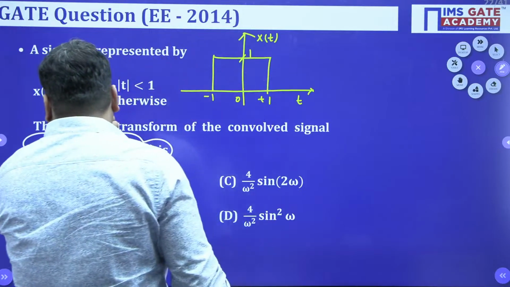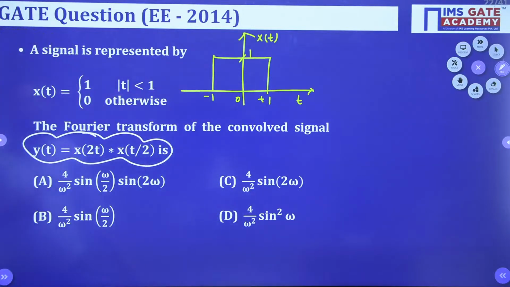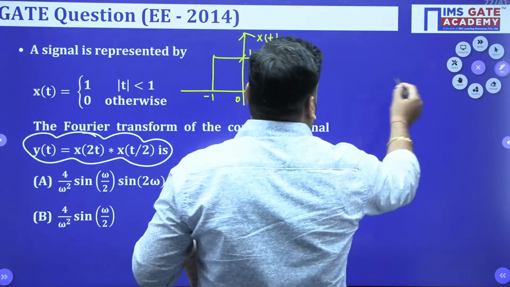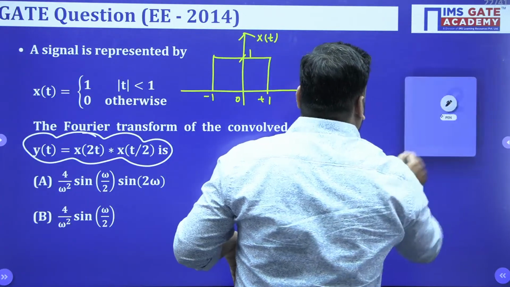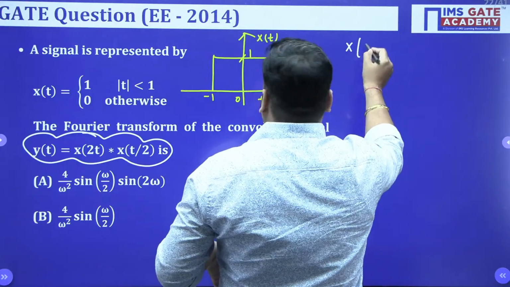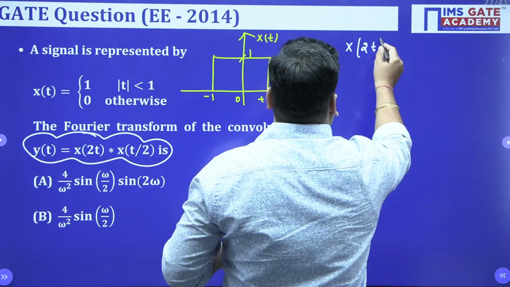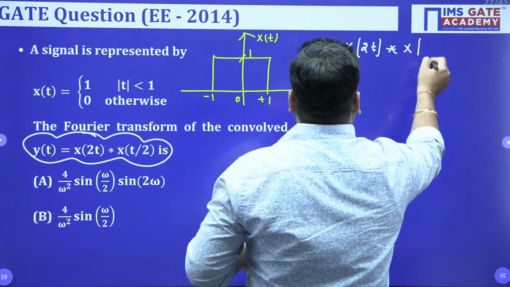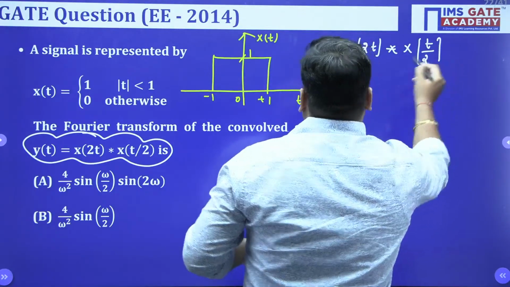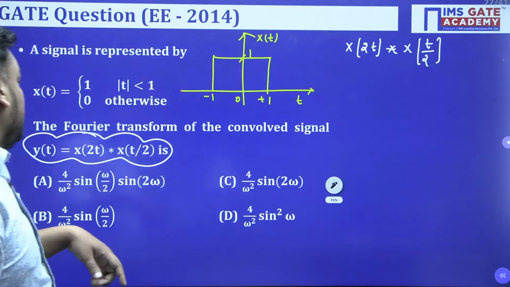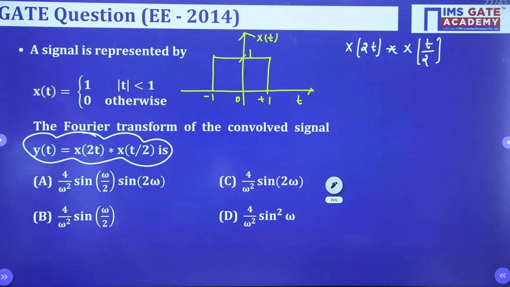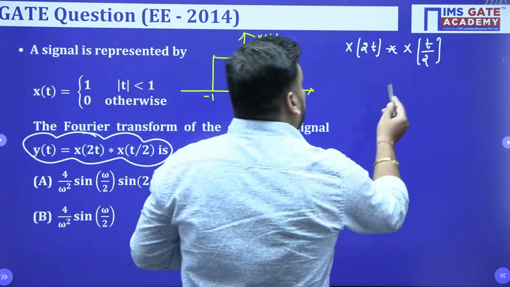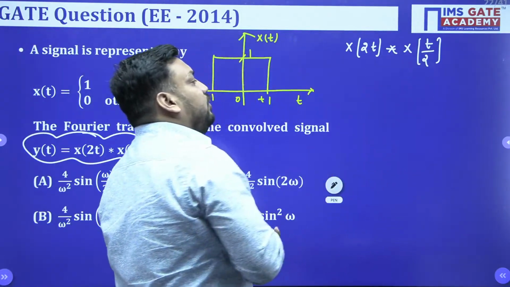The Fourier transform of the convolved signal y(t) equal to x(2t) convolved with x(t/2). So what will it be? Tell me, students, do you know the time shifting property? If I talk about x of 2t convolution with x of t by 2, what will you get here? Sir, convolution in time is nothing but multiplication in frequency, sir.